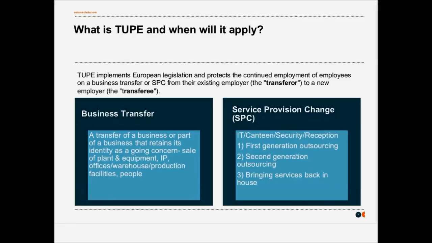In contrast to that, the service provision change is either a first generation outsourcing, second generation outsourcing, or thirdly, when services are brought back in-house. And the archetypal examples of that would be things like outsourcing of IT, canteen facilities, cleaning, security, reception, that sort of thing.